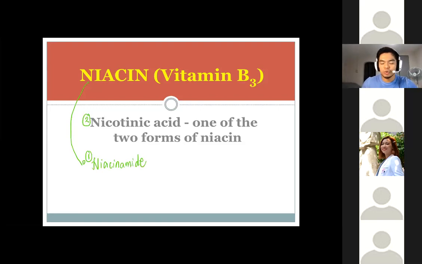Now, between the two, the one that possesses hypolipidemic function is nicotinic acid. Siya yung may kakayahang magpababa ng lipid levels. Kaya huwag kayong magtataka kung may mga libro na ang pangalan ay niacin at may mga libro ang pangalan nicotinic acid. Isa lang yung meant nila. But technically, the more specific one is nicotinic acid. Okay? So yan yung mga forms ng vitamin B3.